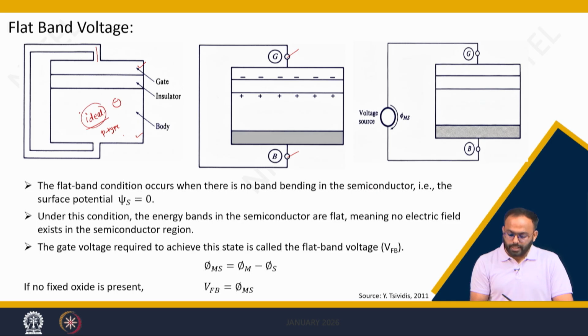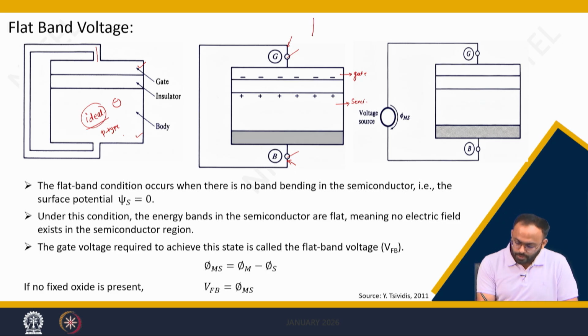In the practical case, what will happen? You have a gate which is made up of a different material, you have a body which is made up of semiconductor, right, and the connecting leads or connecting wires are made up of different materials, correct.